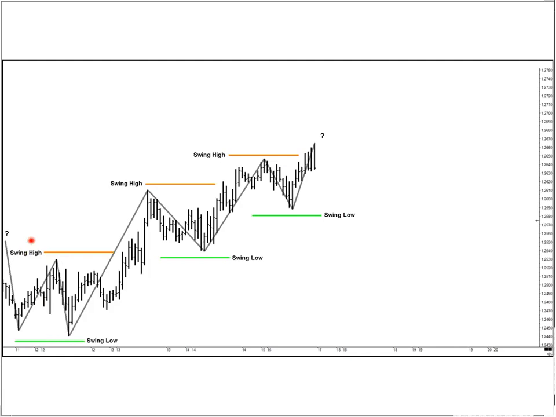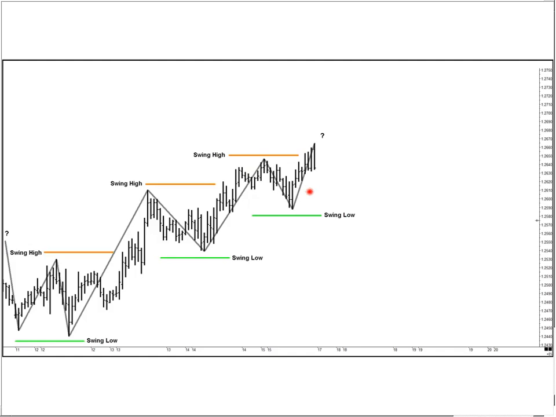Then we came and took this high out, which made this a low. Then we came down and made a low. We took this high out. Now we've marked this swing high and this swing low as confirmed. Now we're making new highs, new lows. You can connect them this way. Why is this important?